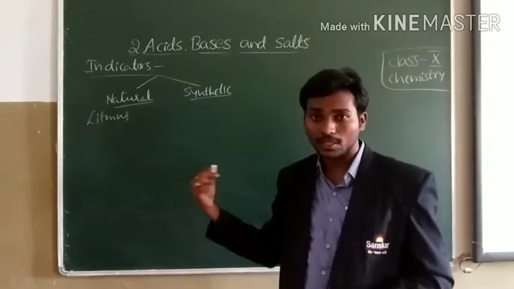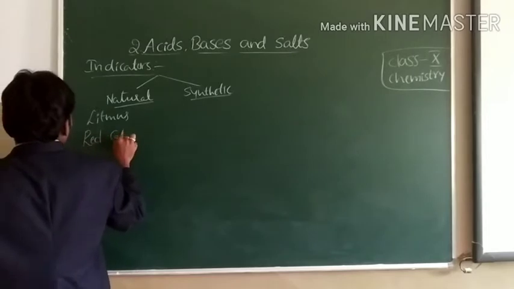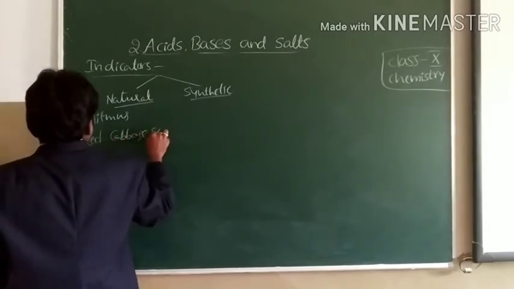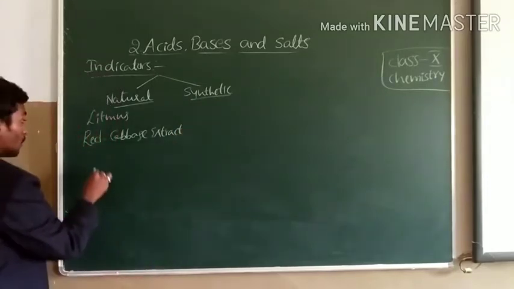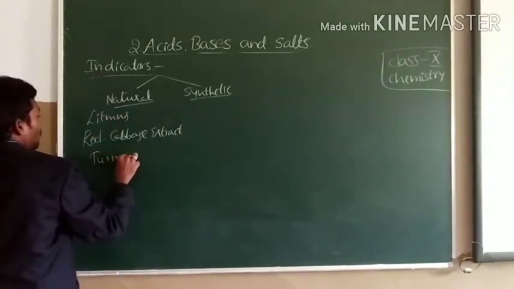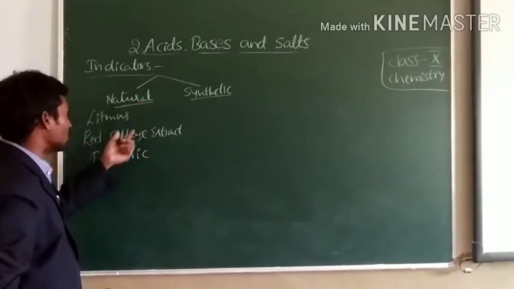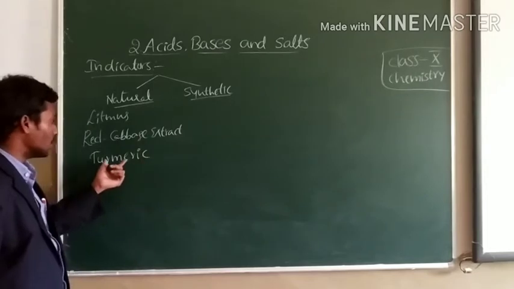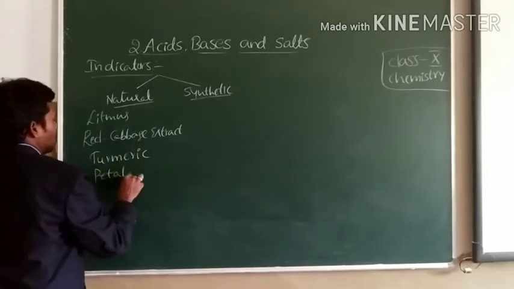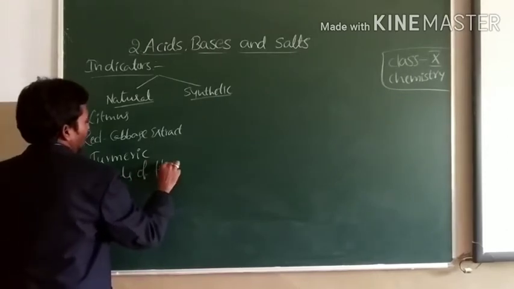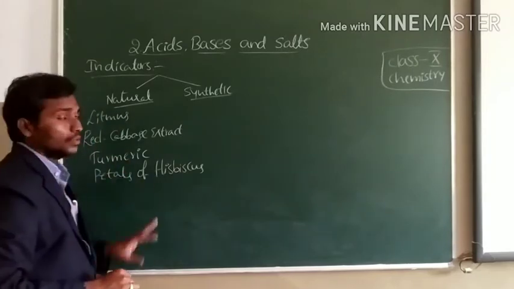In addition to that, we can also use red cabbage extract. Red cabbage extract is also an example of a natural indicator, and turmeric solution. So these are some of the examples of natural indicators: litmus, red cabbage extract, turmeric, and petals of hibiscus.